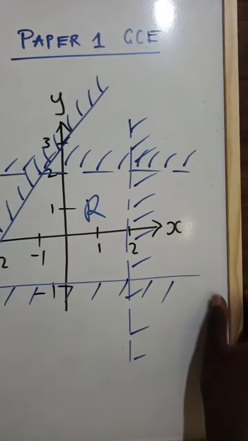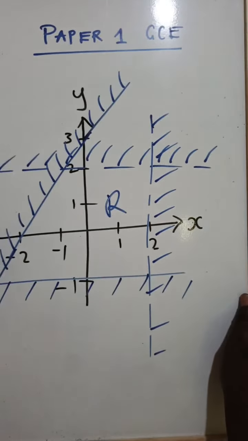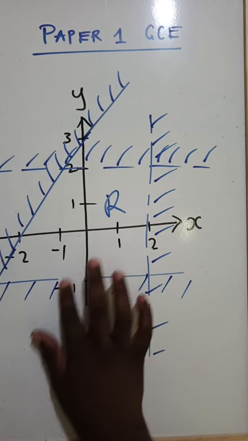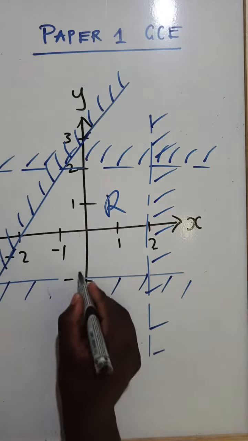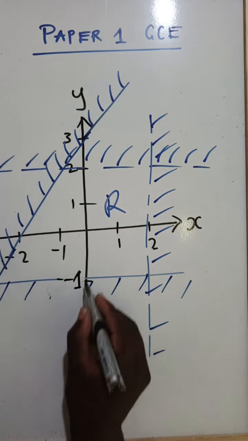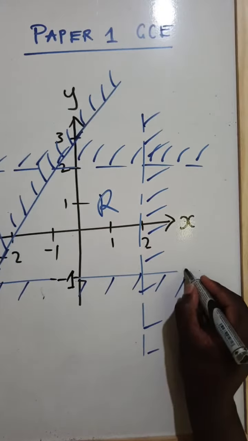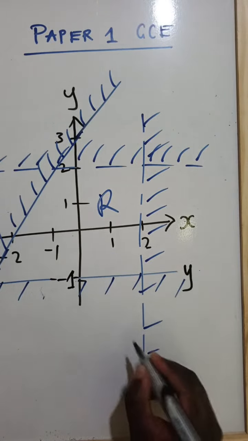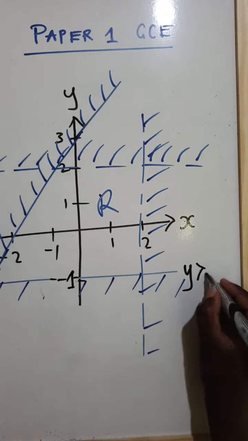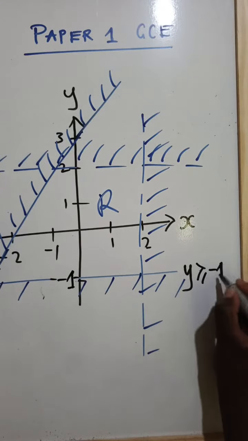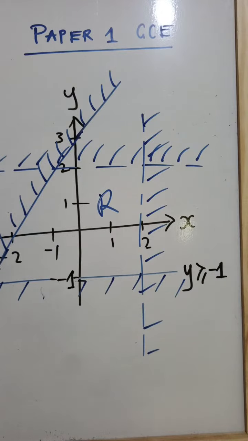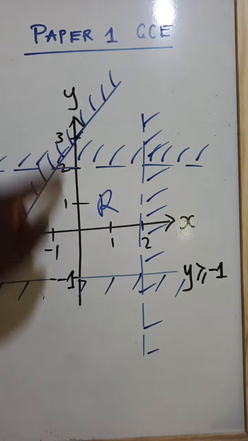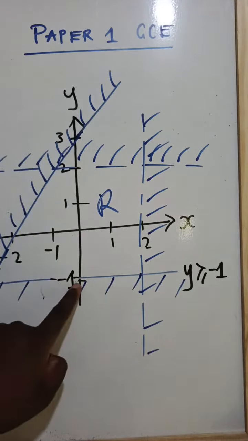So let me start with this one. I'll check where it is passing here. This is -1. It's passing at -1. So I'll say, okay, this is y. Y is greater or equal to -1. That's the answer. Now, how did I get to know? Look, it's passing at -1, isn't it? And what line is this? This is the y-axis. It's cutting the y-axis at -1.